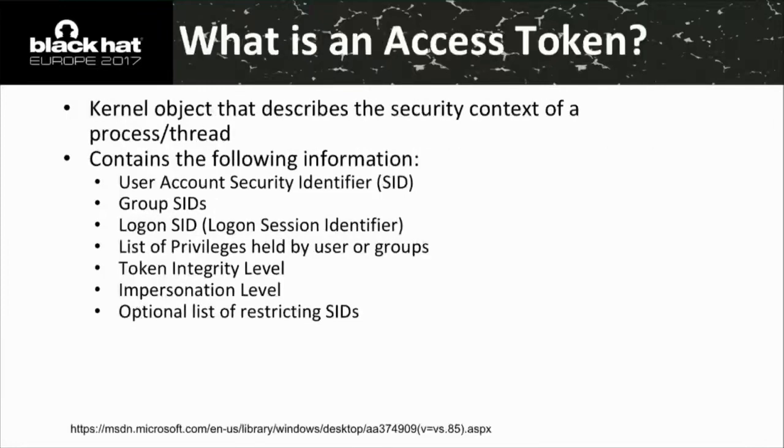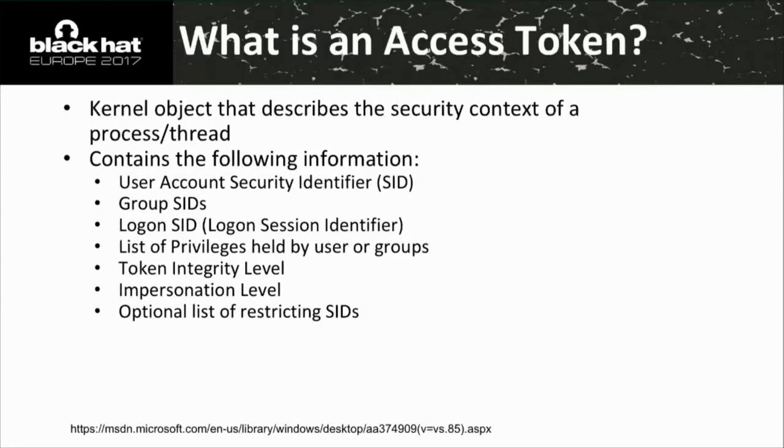All right, so I've mentioned access token a few times. What is an access token? Well, an access token is a data structure that's stored in the kernel, and it basically describes the security context of a process or thread to which it's applied. The types of information inside of an access token are the user account security identifier, or SID, and the group SIDs, so what groups does this user belong to? Are they a domain admin? Are they a local administrator? And so on and so forth. Also a list of privileges for the users and groups. So does this user have, like, SeDebugPrivilege?